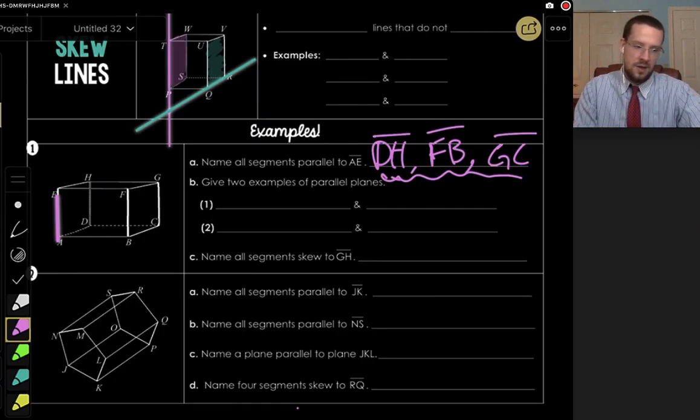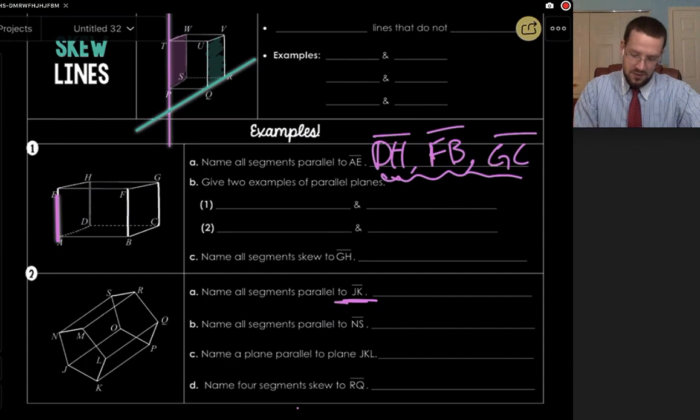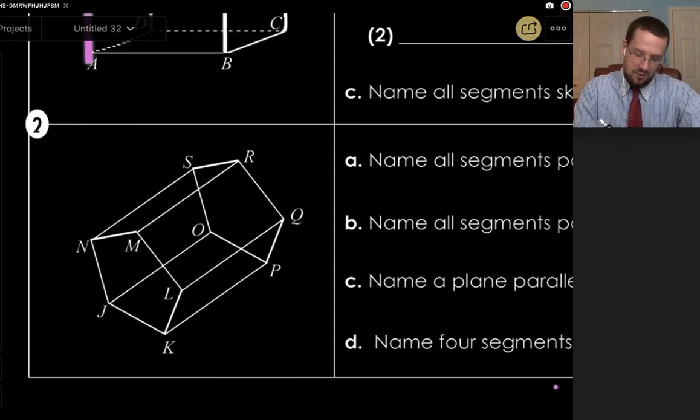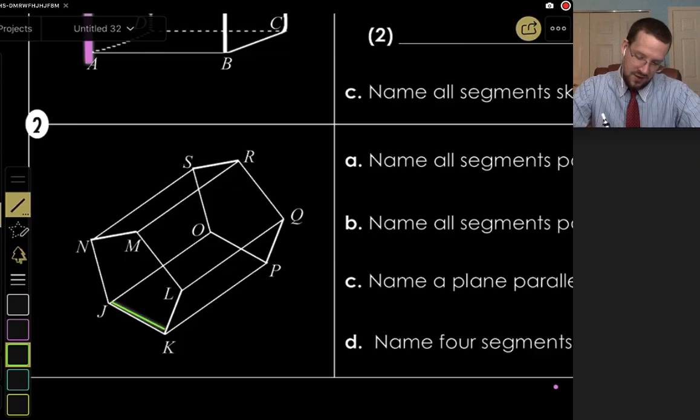Parallel planes, I'm not too worried about. Again, let's look down here. It says all segments parallel to JK. And we're not talking about the LOL. So let's look at all segments parallel to JK.